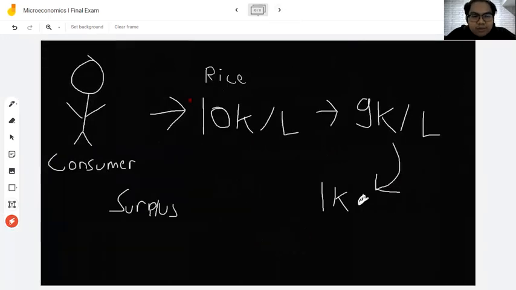To the next one, the consumer surplus, it's pretty much the same. For example, I want to buy rice, beras, not nasi, beras. Last week, I knew that 1 liter of rice was 10,000 rupiah. But when I went to the warung, the price had changed to 9,000 rupiah per liter. So the 1,000 rupiah is the consumer surplus, the benefit that the consumer got. I think the definition is that consumer surplus is the benefit that the consumer achieves.